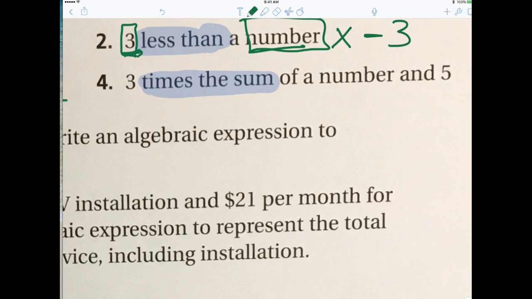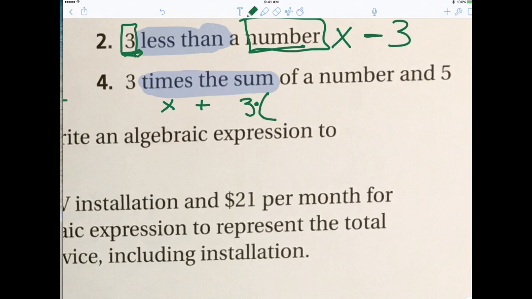Times means multiply, right? And sum means to do what? Add. So there are 2 operations in a row. If there are 2 operations in a row, that requires parentheses. So 3 times, now a dot sometimes means multiplication, but we really don't need to write it. Do you agree? And then sum means to do what? Add. We're going to add a number.